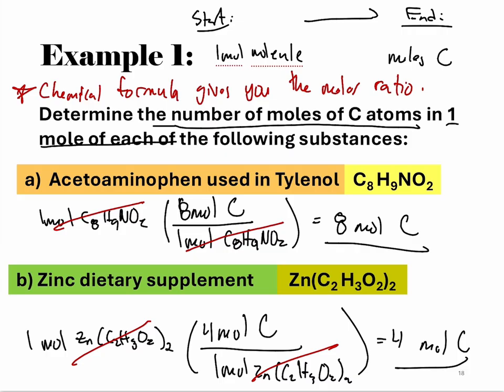So the takeaway here is just that the chemical formula gives us the molar ratio that allows us to go between moles of an atom to moles of the substance, or the molecule in this case. All right, any questions on that?